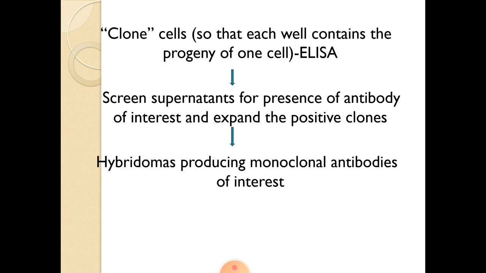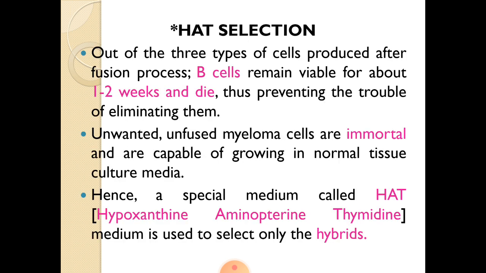Through that ELISA technology, that is enzyme-linked immunosorbent assay, we have to screen the supernatants for the presence of antibody of interest and expand the positive clones. The hybridomas producing monoclonal antibodies of our interest can be isolated and synthesized.